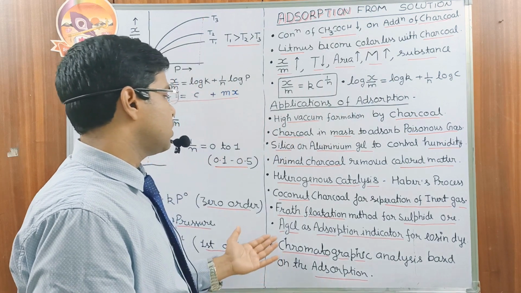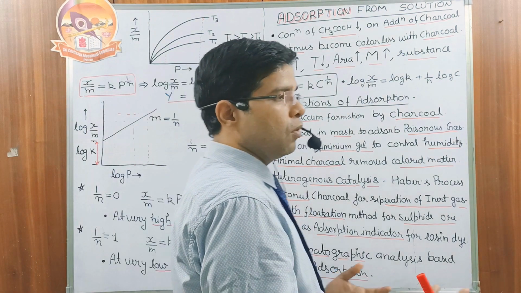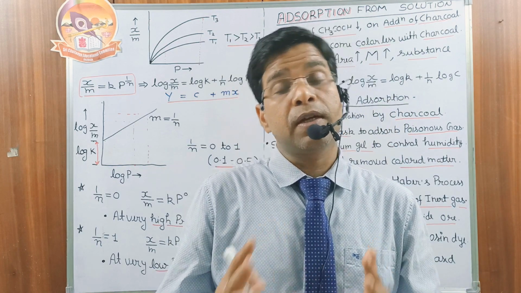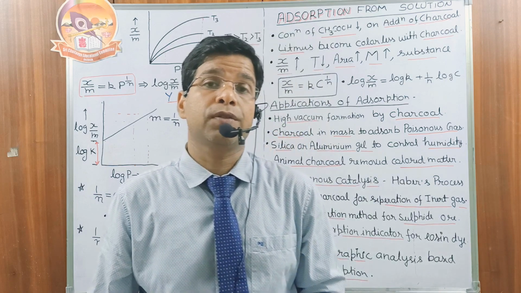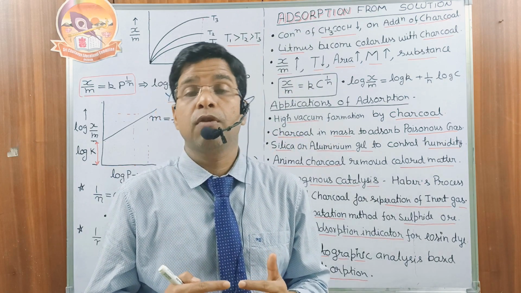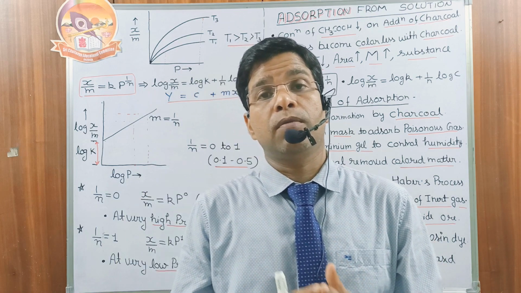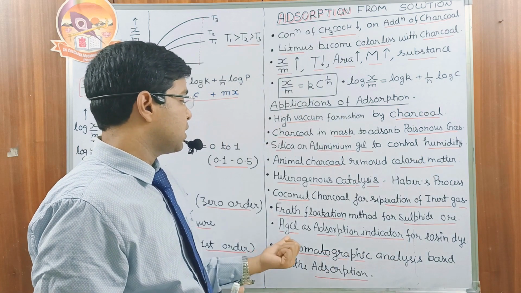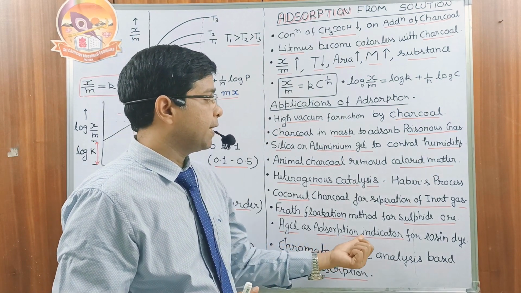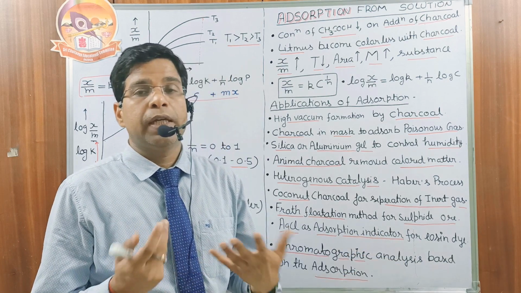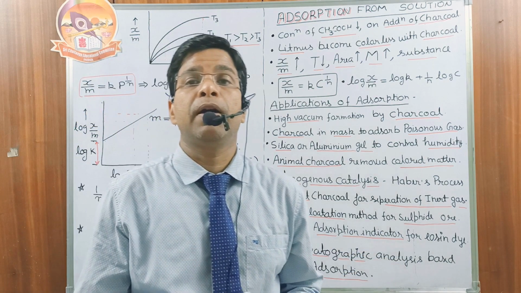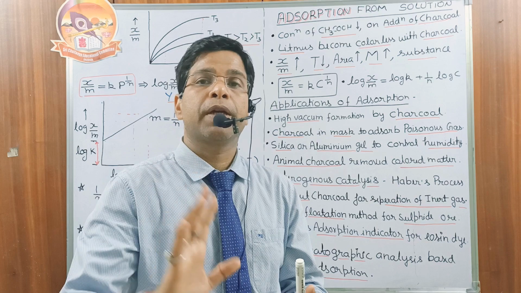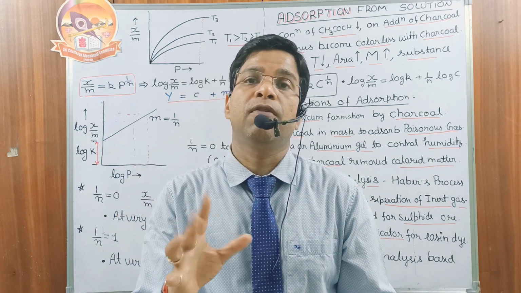The next one is the froth flotation method for sulfide ore. We know in metallurgy, for sulfide ore, the concentration method is froth flotation. The sulfide ore adsorbs at the surface of the frothing agent, and that comes up, and we can remove it from there. Next one is AgCl as the adsorption indicator for eosin dyes. AgCl adsorbs some dye particles, some color particles, and whenever the process is completed, the solution becomes colorless, and that is the end point of our titration.